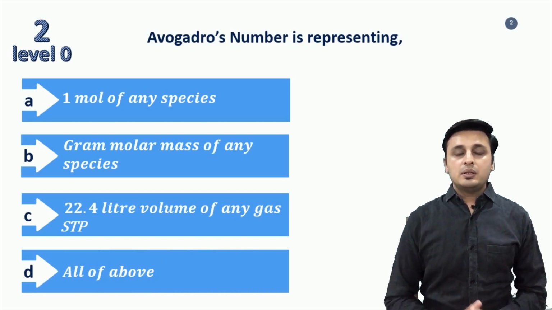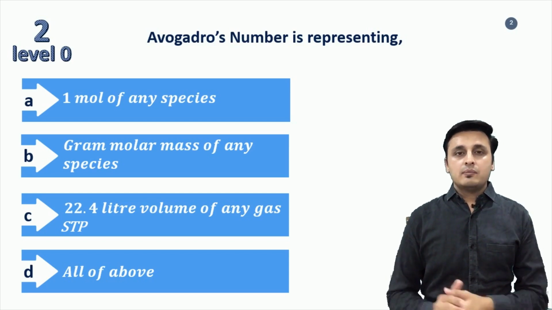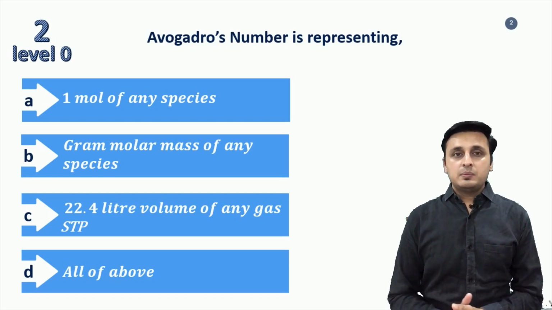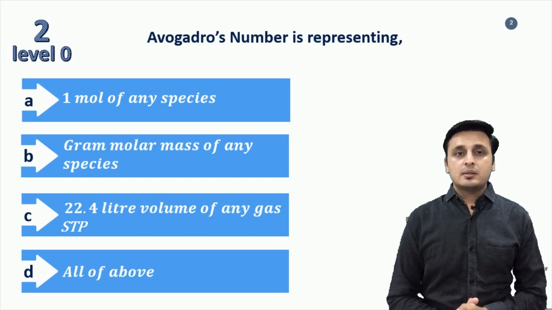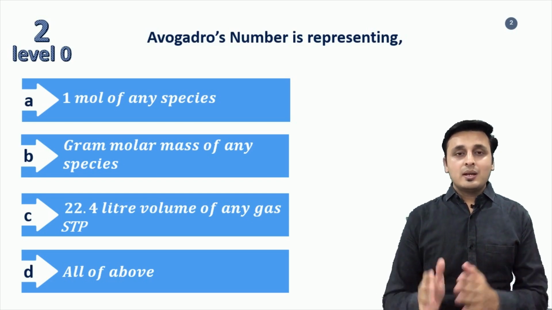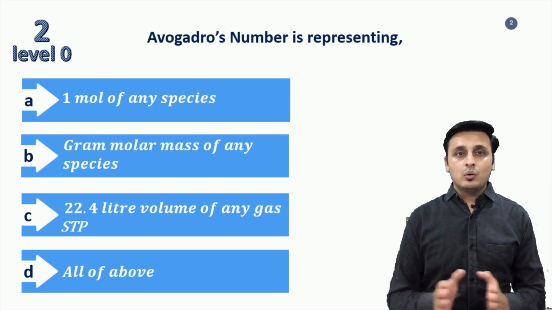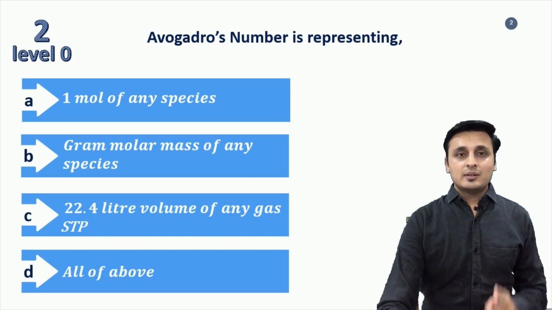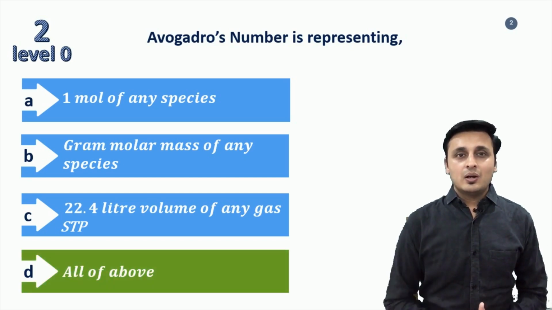Dear friends, as per Avogadro's law, any substance which is 1 mole has a volume of 22.4 liters if it is a gas at standard temperature and pressure, and any species which has a gram molar mass is called Avogadro's number. So Avogadro's number represents all of these three, and therefore the correct answer is option D, all of the above. This is a very important fact and you need to remember it for the whole course of class 11 and class 12, which will help you a lot in solving many numericals in future. So the correct answer for this question is option D, all of above.